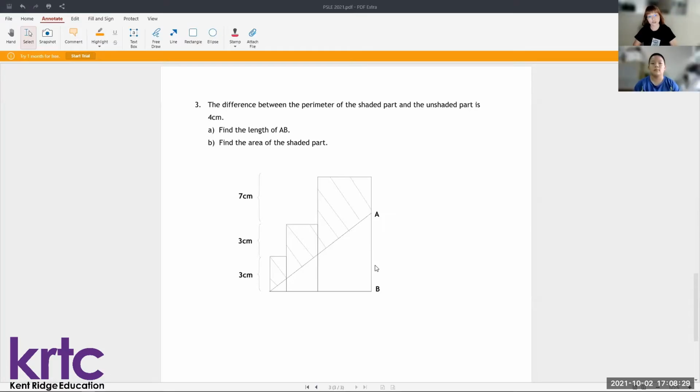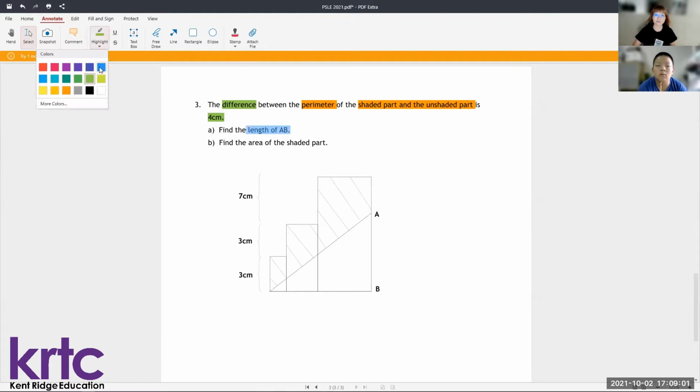Okay, so here is the next question found this year in PSLE Math, where it's referring to a perimeter of a shaded area and an unshaded part. The difference between them is 4 cm. Let's look into it. The first question is looking for the length of AB, which is here.